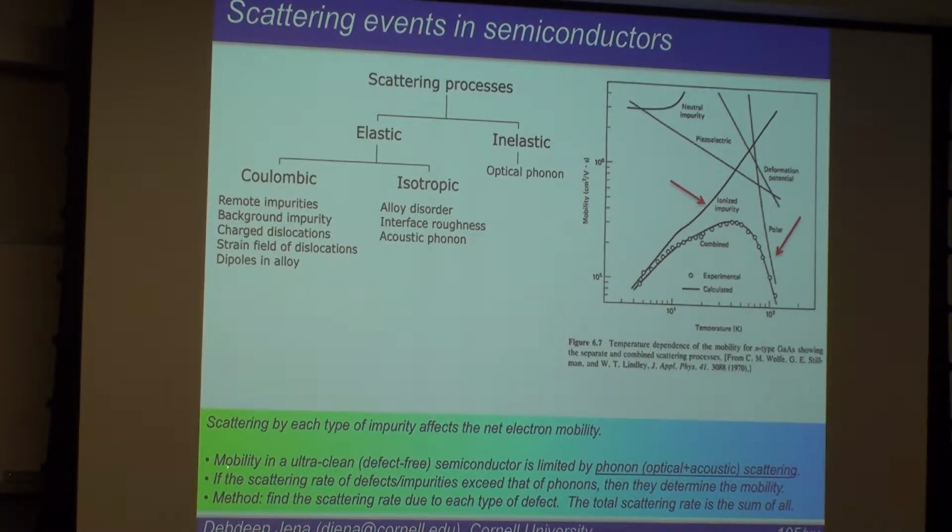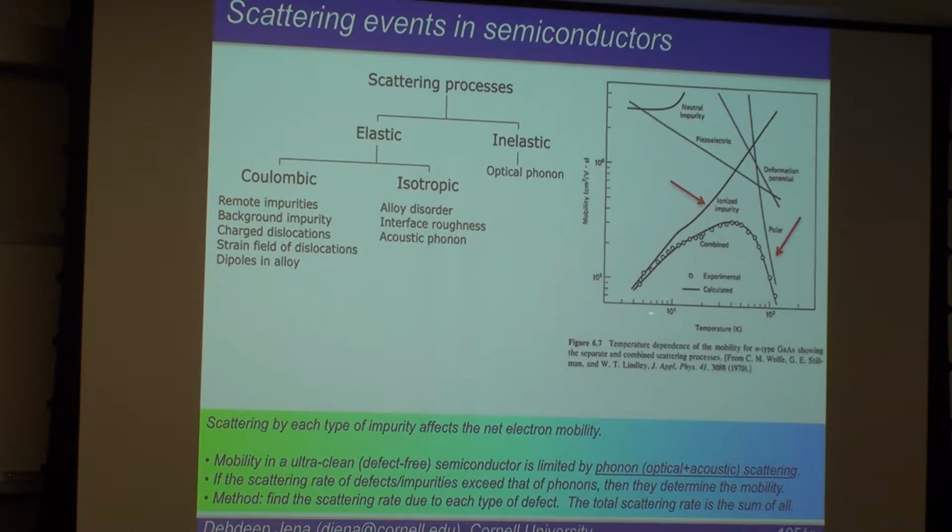So the method would be: mobility in a very clean or defect-free sample, a semiconductor for example, or metal, is limited by phonon scattering, a combination of optical and acoustic phonons. On the other hand, if you have a very defective sample, with high levels of impurities that exceed that of phonons, they will determine the mobility. Now, with defects, you can't really change them easily, but one of the things you can change very easily is phonons, by just lowering the temperature.